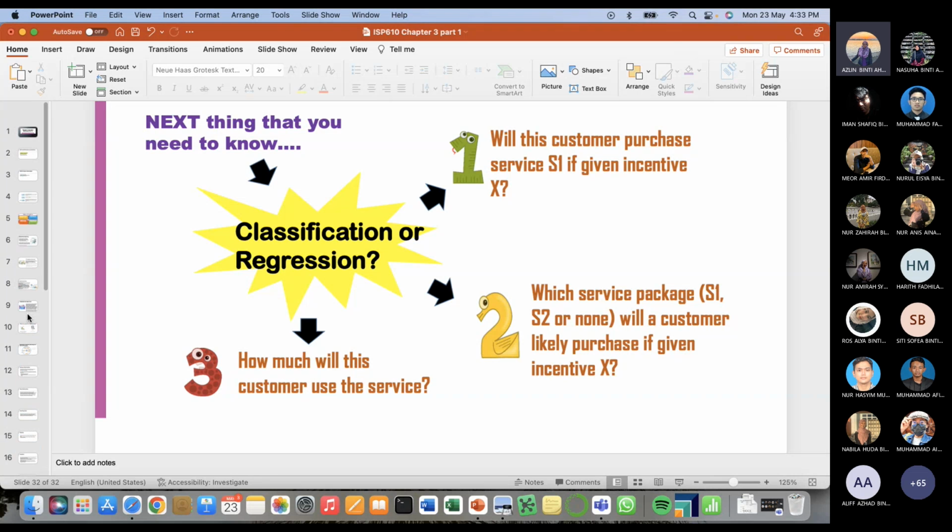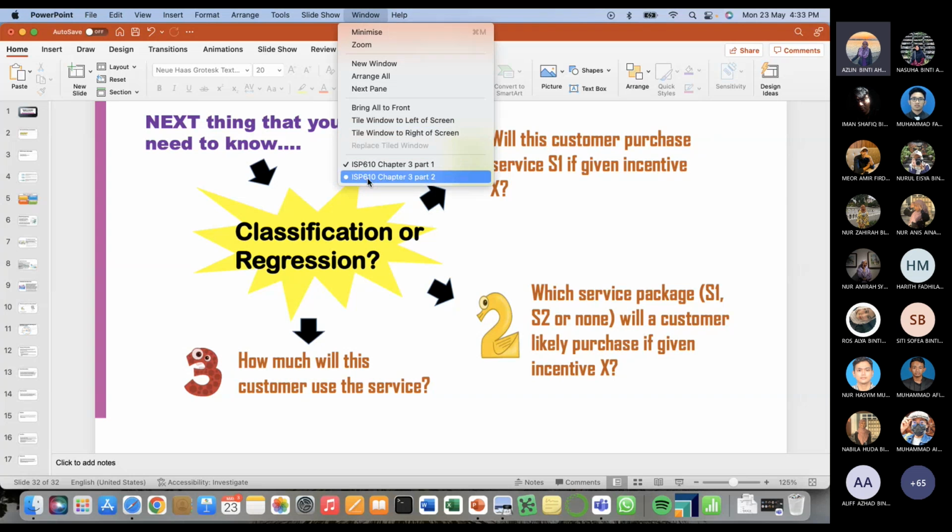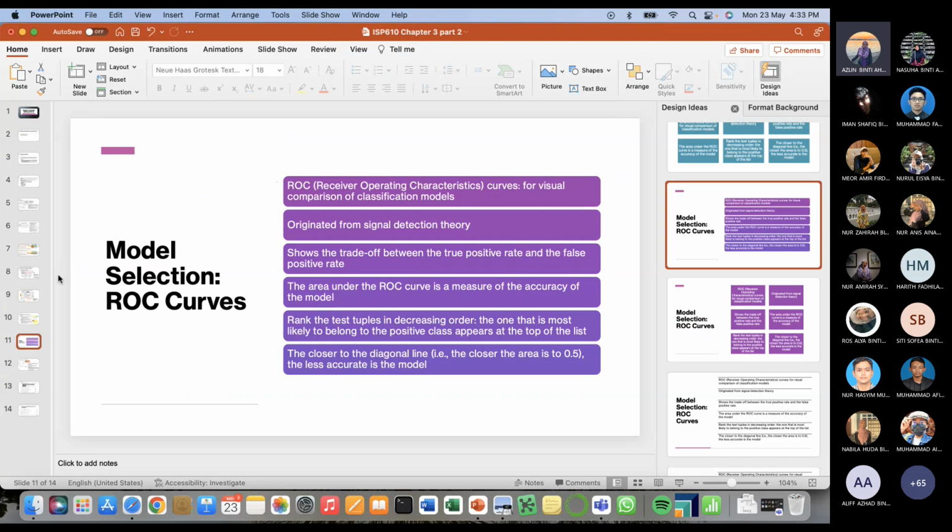Okay, habis chapter 3 part 1. So can we move to chapter 3 part 2? Ini pun you dah biasa dah.